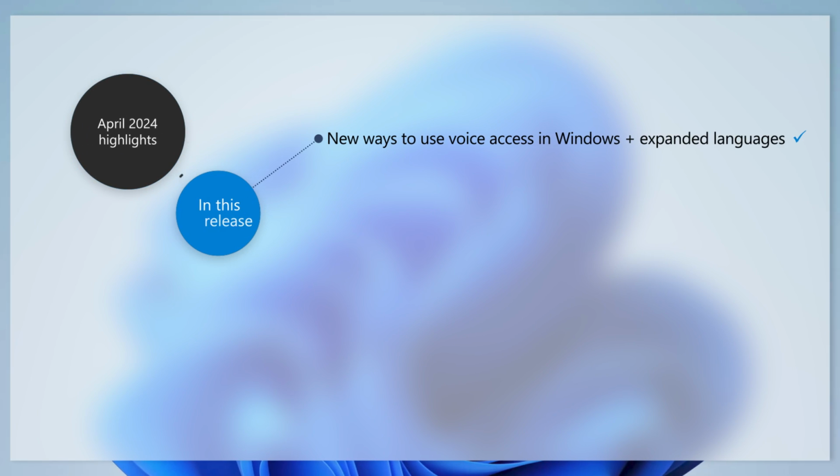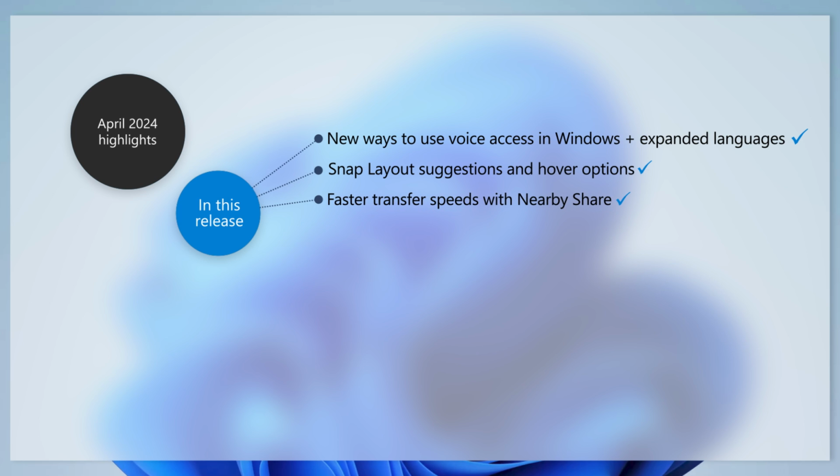We have made numerous improvements to voice access, and the feature is now available in French, German, and Spanish. Suggested layouts and hover options make it easier than ever to use snap layouts. You can experience faster transfer speeds when using nearby share with another user on the same private or public network. If you use narrator, you can preview voice options before you download them, use keyboard commands to move between images on a screen, and more.